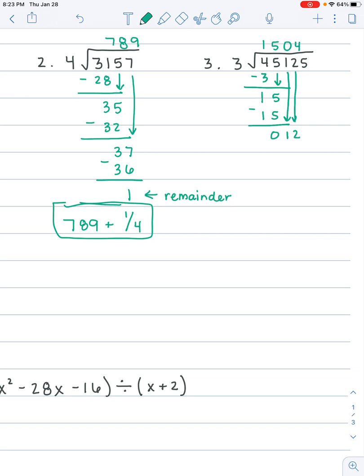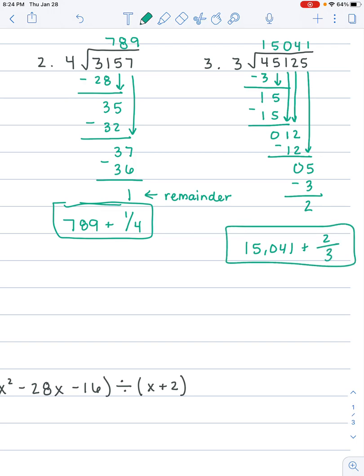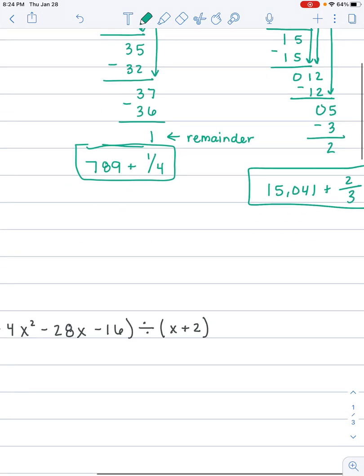We drop down the 2 then. How many times does 3 go into 12? Well, it goes into it 4 times. 3 times 4 is 12. 12 minus 12 is 0. All right, drop down the next number, 5. Does 3 go into 5? Yeah, it goes into it once. 3 times 1 is 3. 5 minus 3 is 2. So my answer would be 15,041 plus your remainder of 2 divided by your divisor of 3.